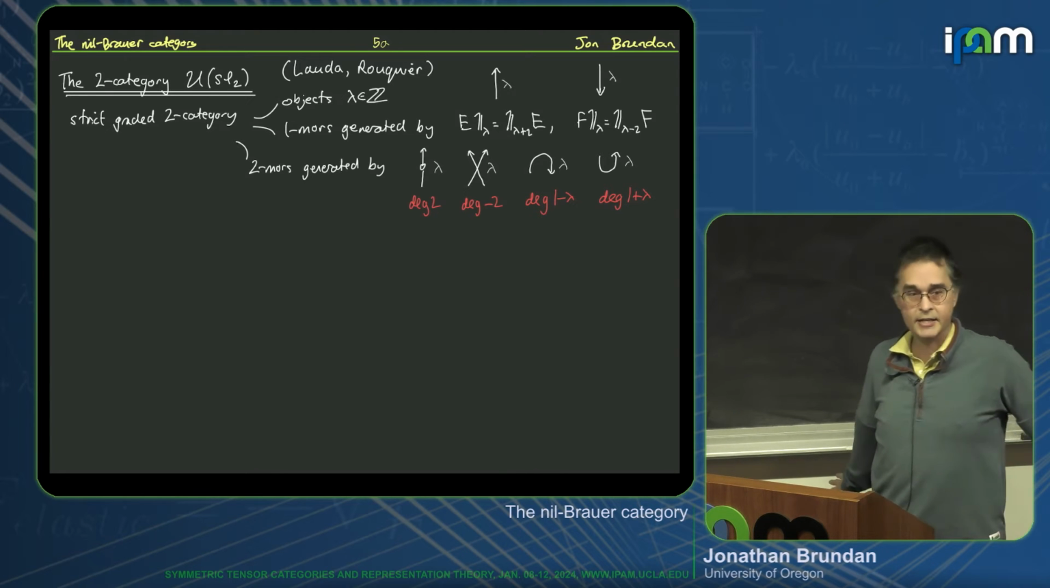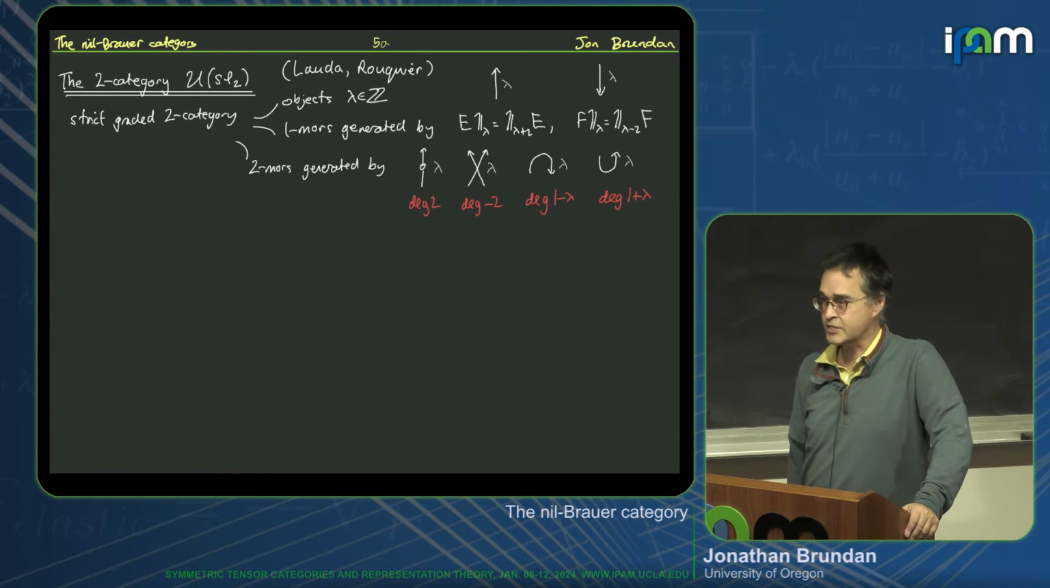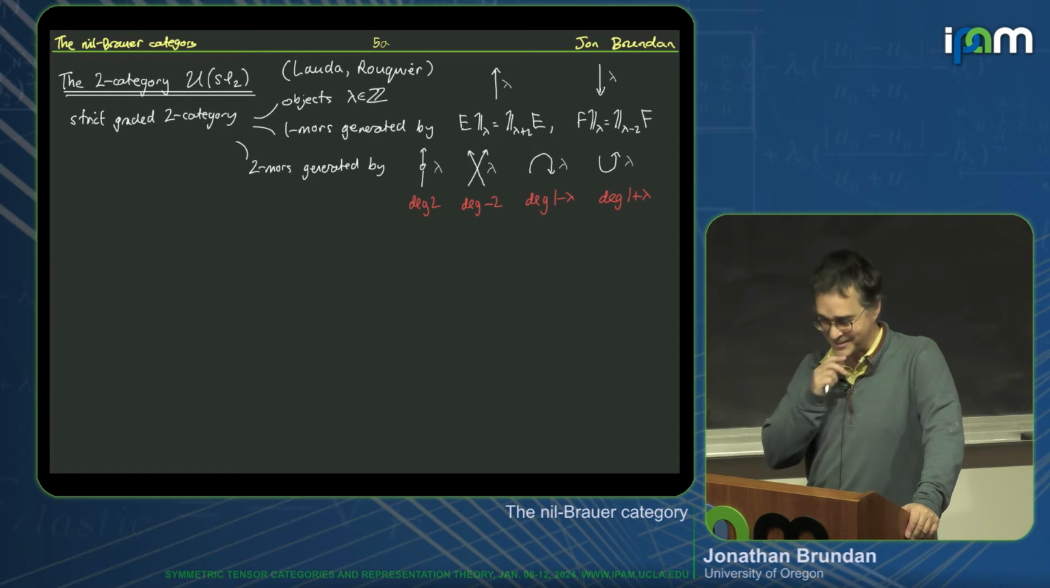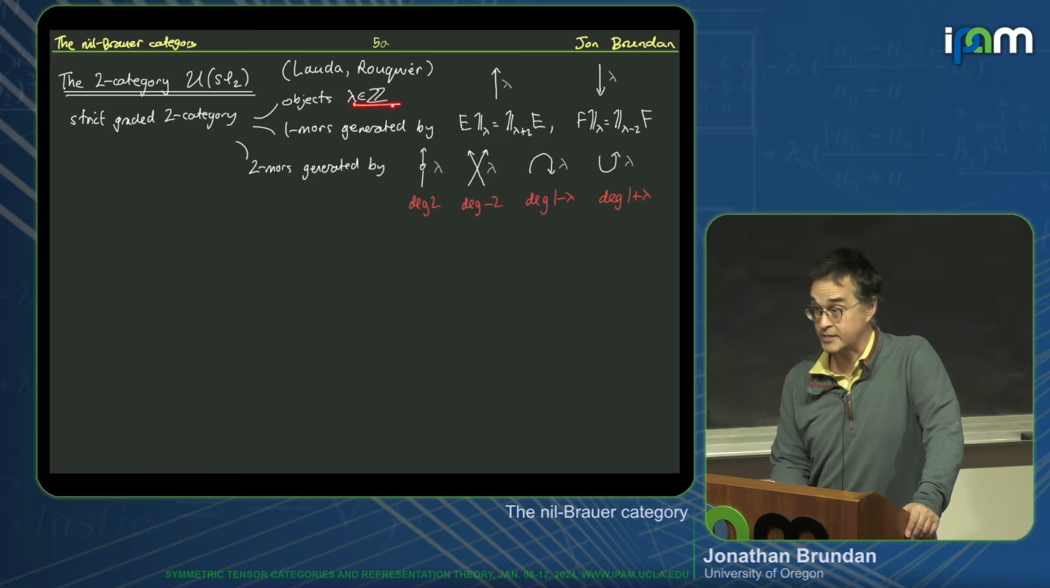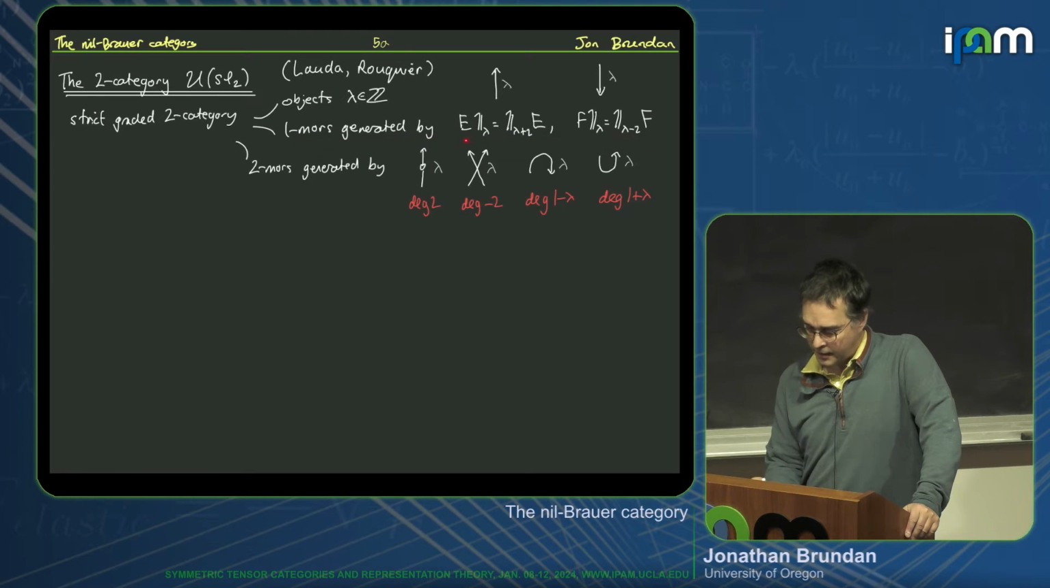Let me just really quickly write down the definition, because many of you will have seen it already, but in my normal conferences, everybody knows what this is. So I've got a slide explaining. So it's a strict graded 2-category. The objects are just integers. They're just SL2 weights. And then 1-morphisms are generated by 1-morphisms called E and F. Actually, E is a 1-morphism going from object lambda to object lambda plus 2. So that's how I write that down, and F is a 1-morphism that goes from object lambda to object lambda minus 2. I think my notation is kind of natural, but maybe weird.